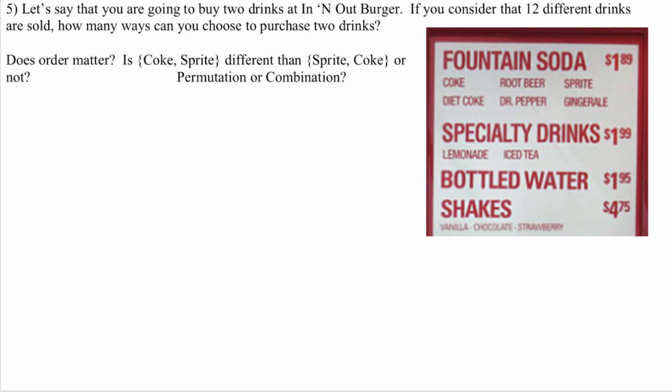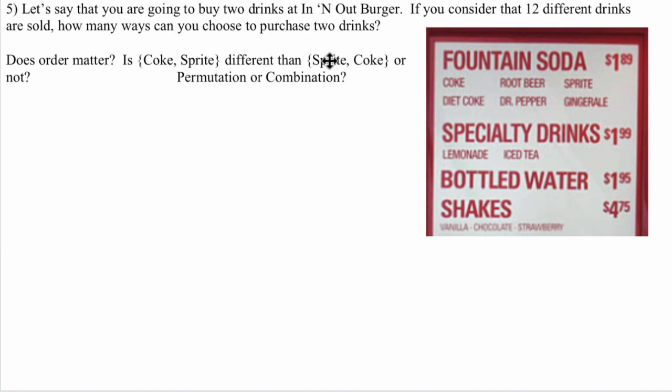All right, so let's say I'm buying. This doesn't actually look like the In-N-Out menu, but it's close enough. It kind of looks like it, so let's pretend. Let's say you're going to buy 2 drinks at In-N-Out. Let's say there's 12 different drinks. Again, I think there's actually a little bit less than that, but whatever. How many different ways can you purchase 2 drinks?